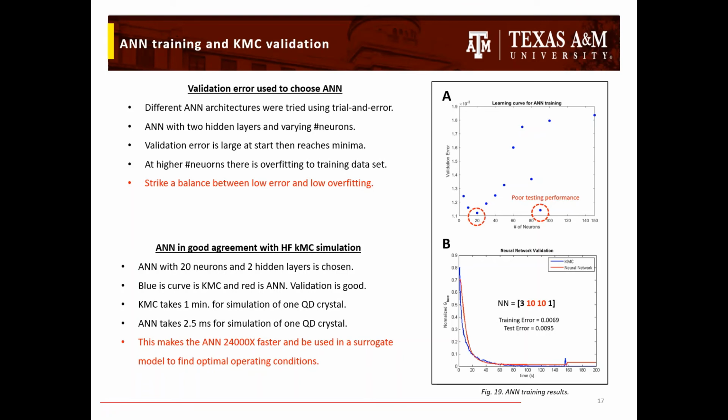In this graph, we plot the KMC result versus the neural network result, and it mimics very well. The one thing to notice is KMC took around 1 minute to do the simulation, and the neural network took around 2.5 milliseconds, which makes it around 24,000 times faster, and our optimizer is going to work way better.